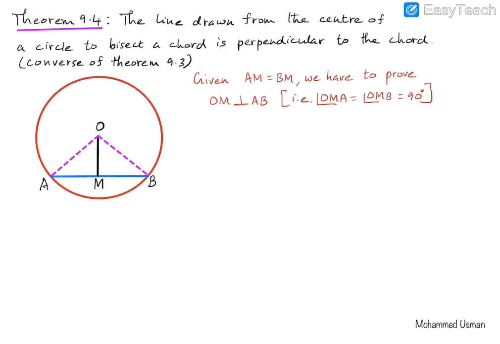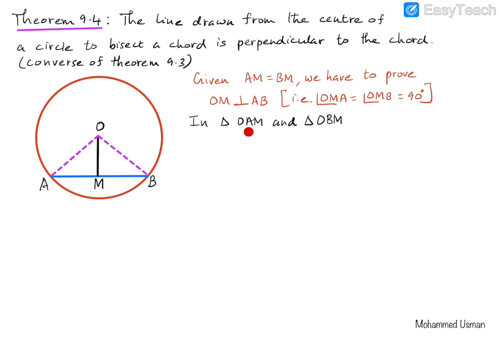So in that case it is given that the line OM is bisecting the chord AB. That means what is given to us is AM is equal to BM, and we have to prove that this line OM is perpendicular to AB. In other words, we have to show that the angle OMA and the angle OMB are both equal to 90 degrees. This is the converse of the previous theorem.